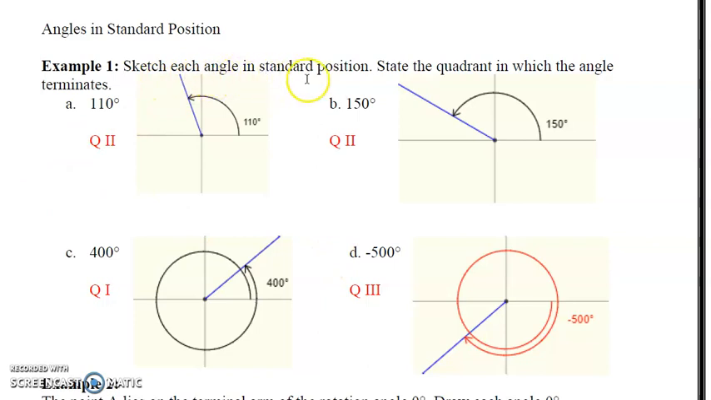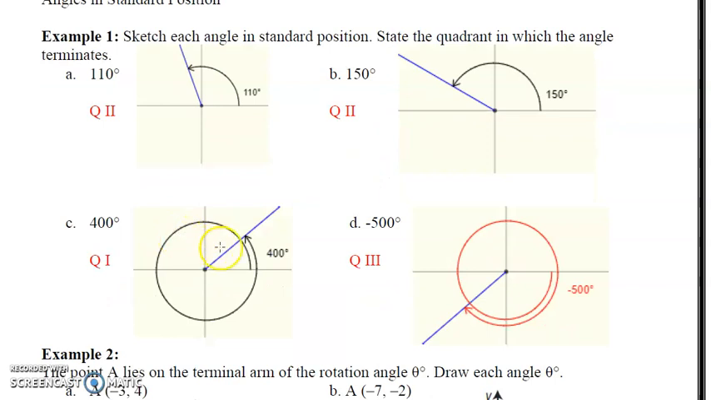Example 1, sketch each angle in standard position. We would start on the positive x-axis and rotate through. Here's 90, and then we would go a little more, 20 degrees here. You can use a protractor if you have one. And it says state the quadrant. This is in quadrant 2, right? 1, 2, 3, 4. Next, angle 150, same thing, it's in quadrant 2. Start on the positive axis, up here to 90, continue through quadrant 2, 60 more degrees, leaving 30 as a reference angle, and a little more than half, when you're just sketching. And again, you can use a protractor.